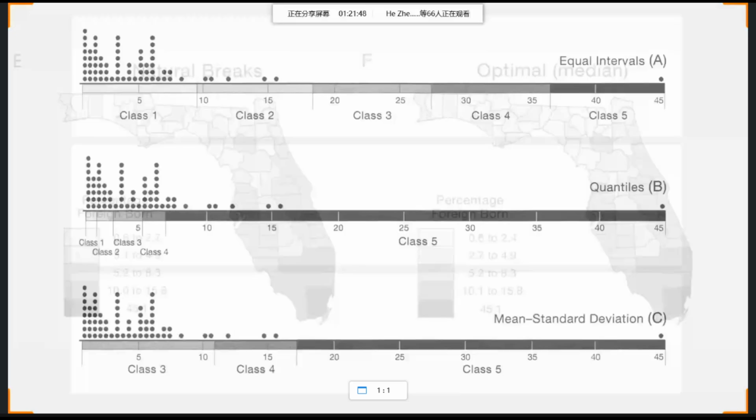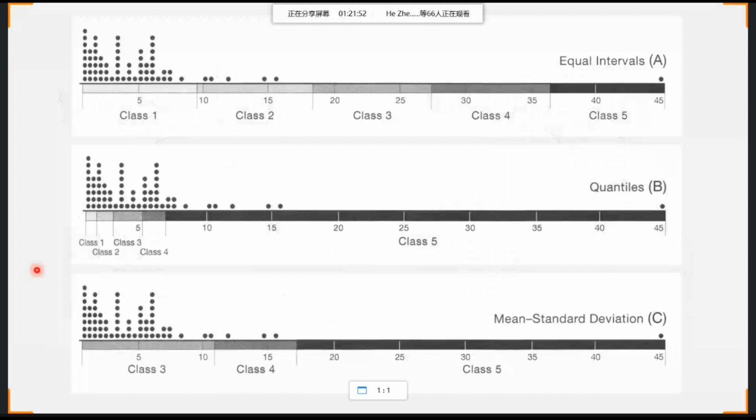And here also a comparison of number lines. So the first 3: equal intervals, quantiles, and mean standard deviation. You see here there are no gaps in our examples. All classes, if one class ends, the next class begins at the same position.